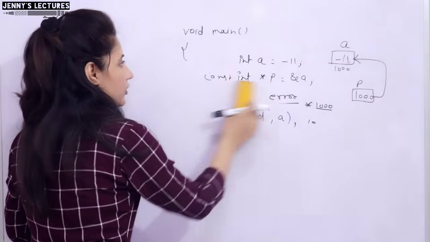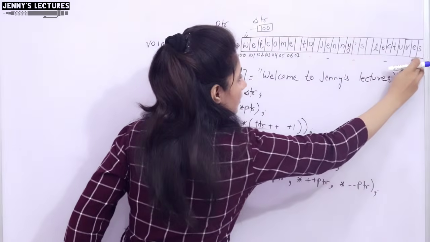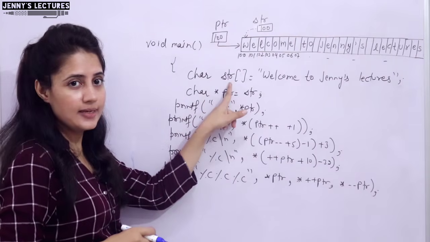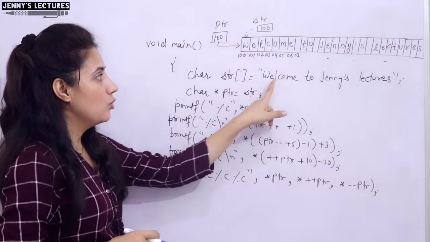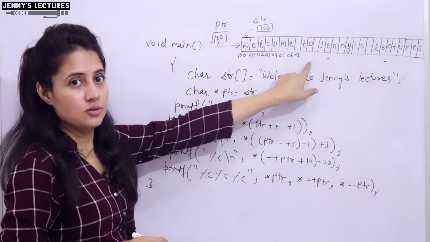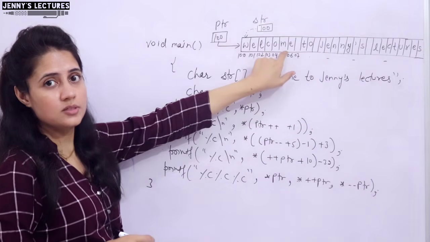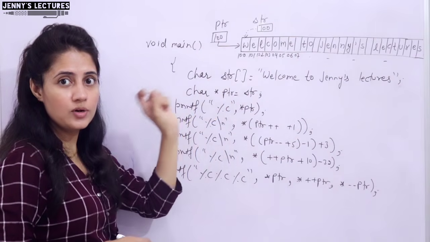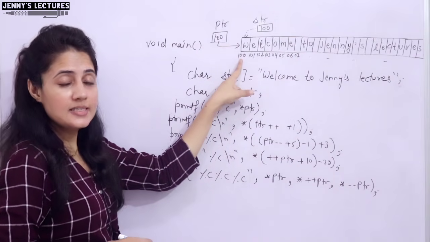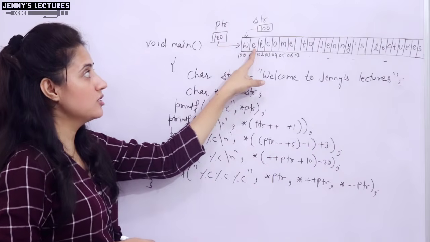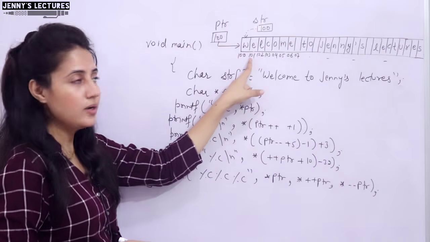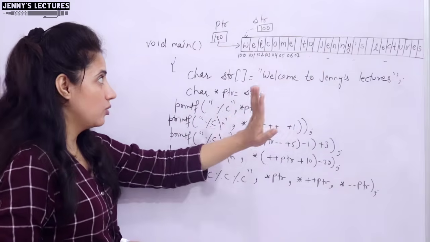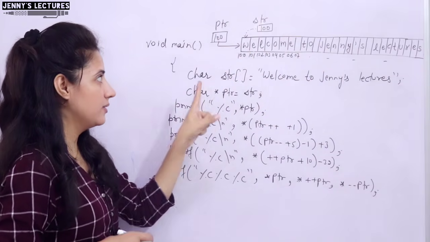The second problem I am going to take is this. Suppose this is the question, here I am taking a character array, or you can say a string, welcome to Jenny's lectures. This is how this would be stored in memory. A character will take 1 byte. So, suppose the base address is 100, so the next byte is 101, next byte is 102, like this, right, because the character is going to take 1 byte, this data type.